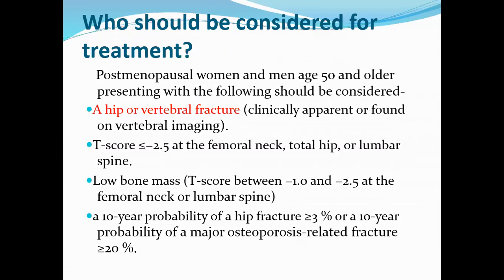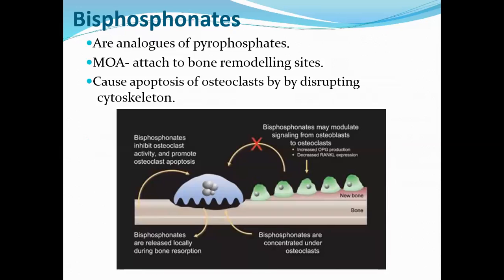In the treatment of hip or vertebral fracture, clinically apparent and found on vertebral imaging, the T score is also taken into consideration. With low bone mineral density, these treatments should be considered. Bisphosphonates are analogous to pyrophosphate, and their mechanism of action is attaching to bone remodeling sites. They cause apoptosis of osteocytes by disturbing the cytoskeleton, and this decreases the osteoporosis condition.